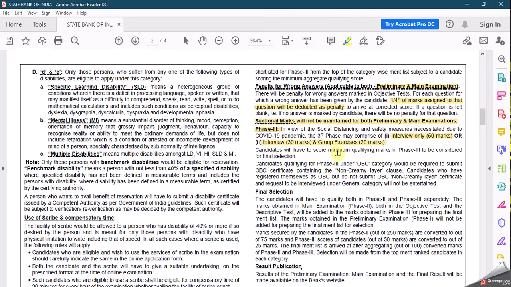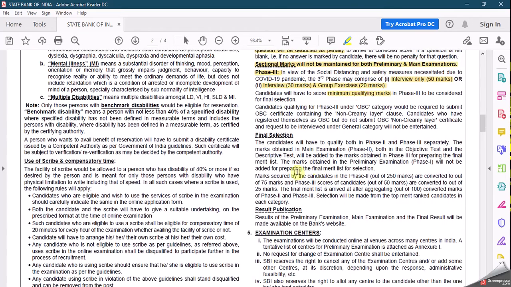So candidates will have to score minimum qualifying marks in phase 3 to be considered for final selection. So keep this thing in mind. Now, as you can clearly see, what about this final selection? Candidates will have to qualify both in phase 2 and phase 3 separately. That means you have to qualify your main examination as well as this interview stage separately.